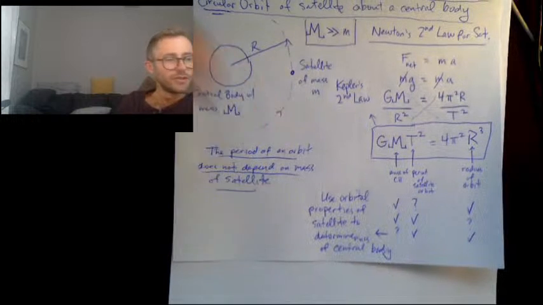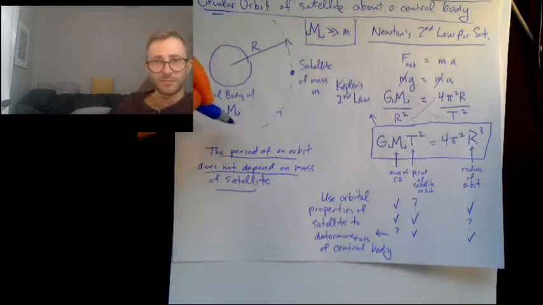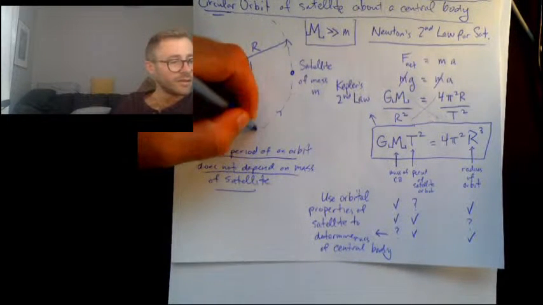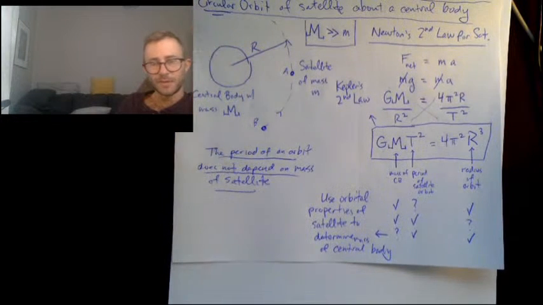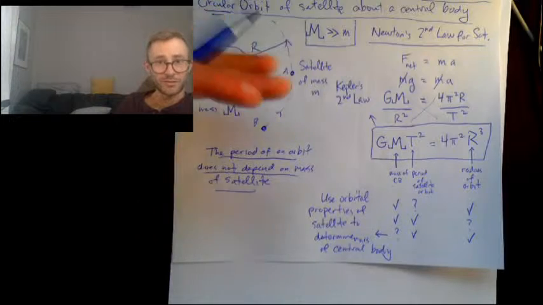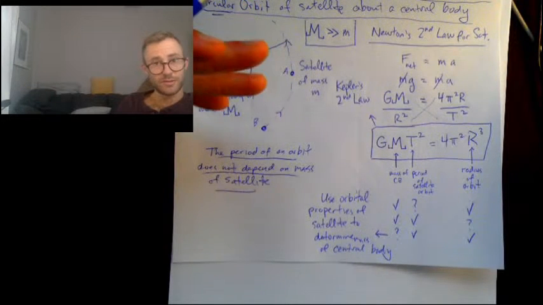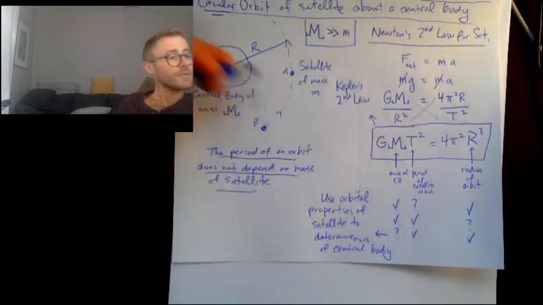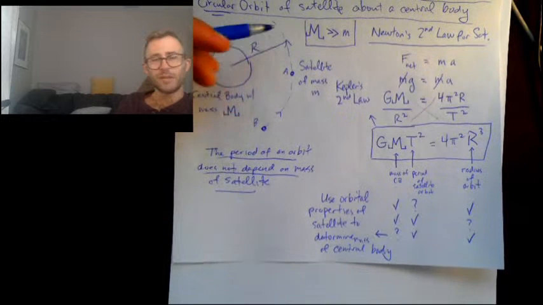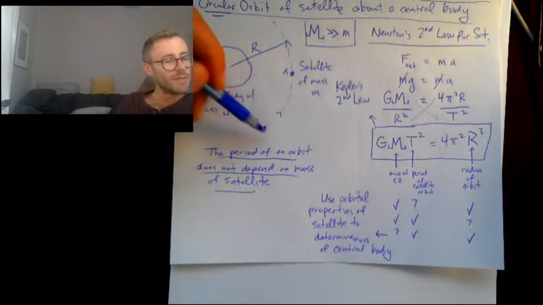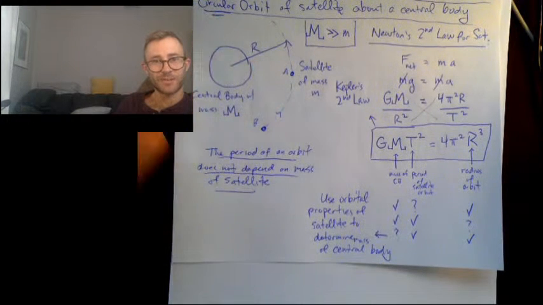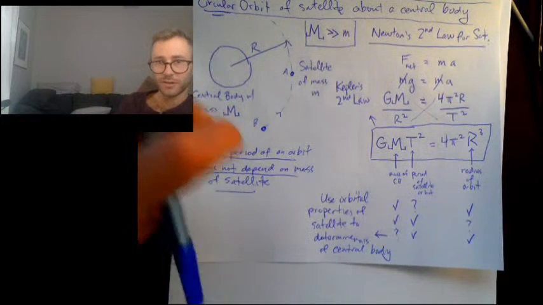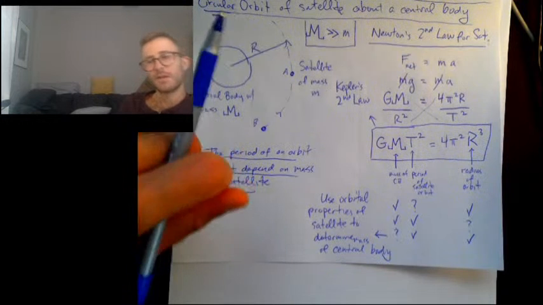Okay? So if you have two satellites, let's say satellite A and satellite B, and they could have vastly different masses, but if you put them into the same circular orbit, they're going to maintain their distance between each other because they're going to go in an orbit with the exact same period. One won't orbit faster than the other, okay?